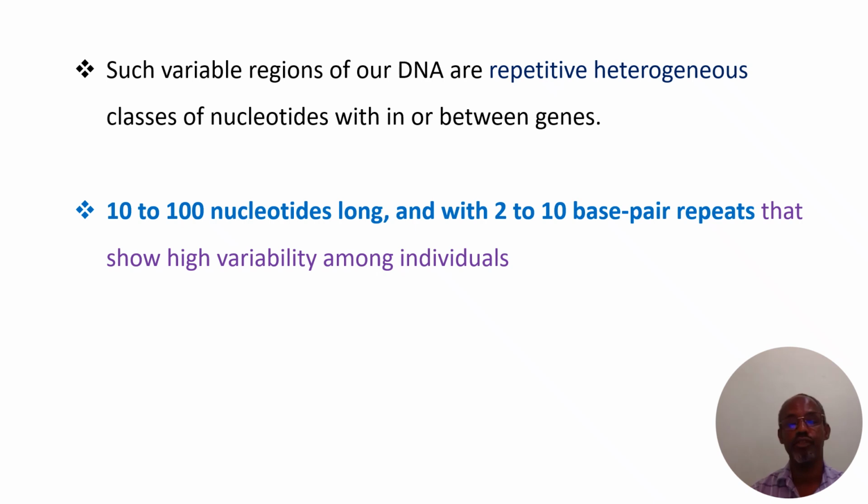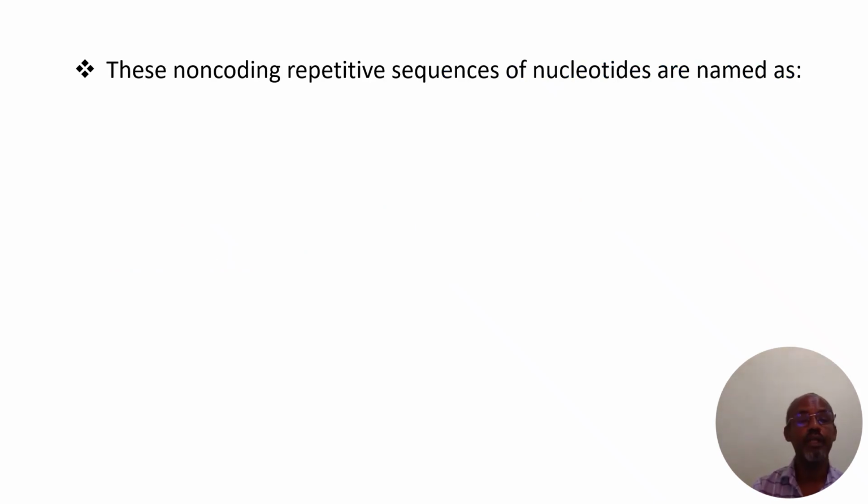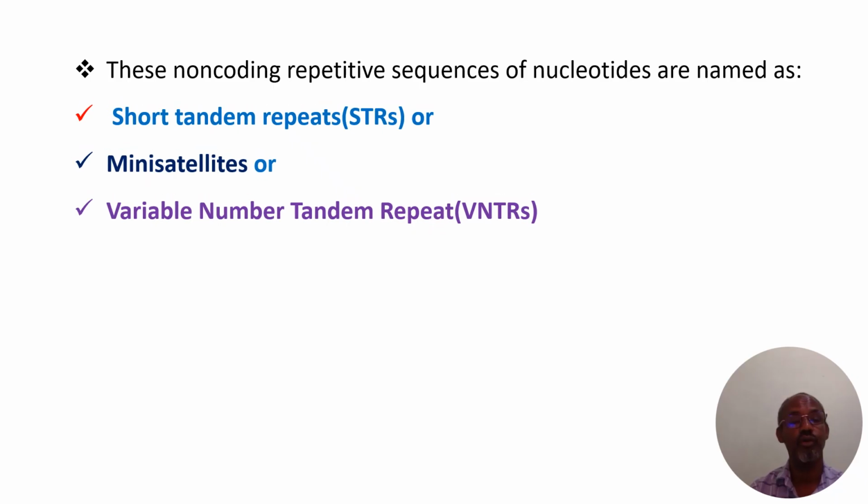Their instruction is not used for protein synthesis. And these non-coding repetitive sequences of nucleotides have many names: short tandem repeats, STRs, mini satellites, or variable number tandem repeats, if you like. Don't forget this, very important, crucial. If you are asked what made genetic fingerprinting possible, the presence of these short tandem repeats, the presence of mini satellites or variable number tandem repeats.